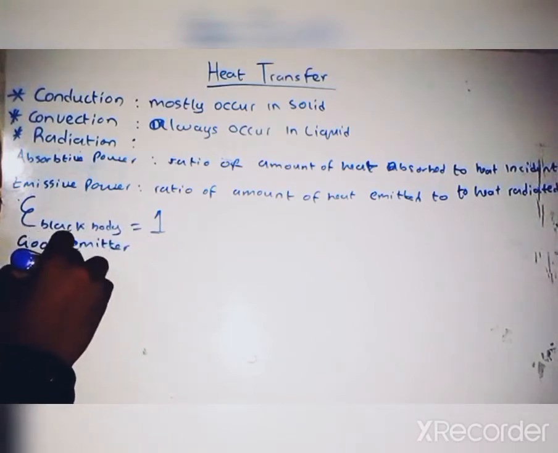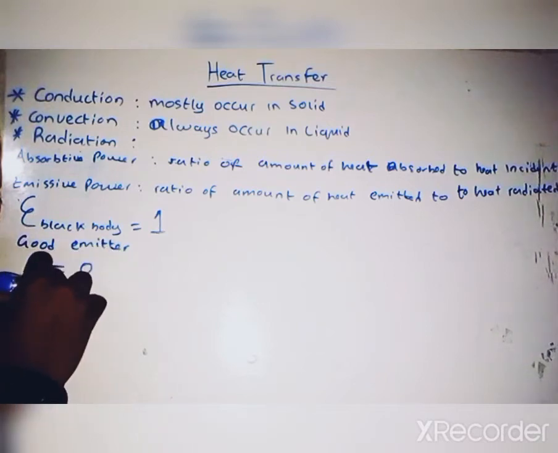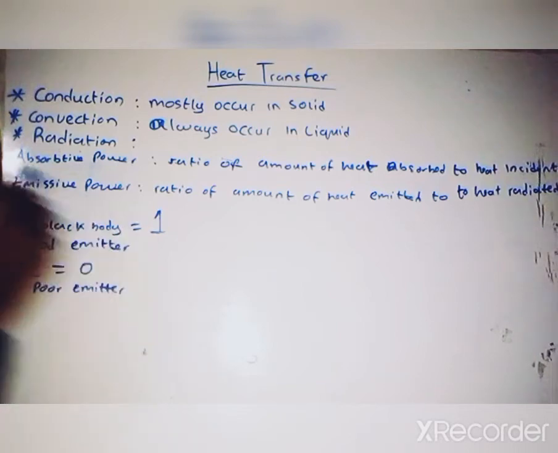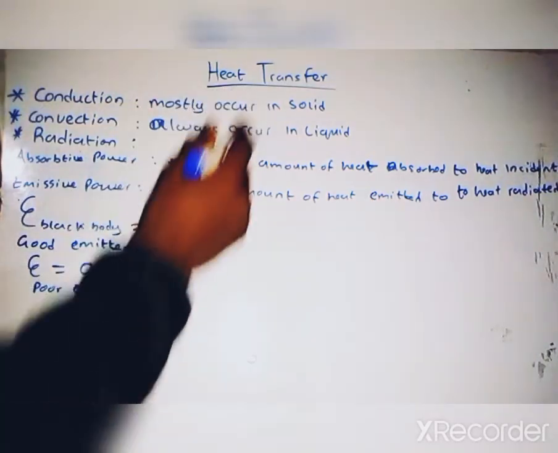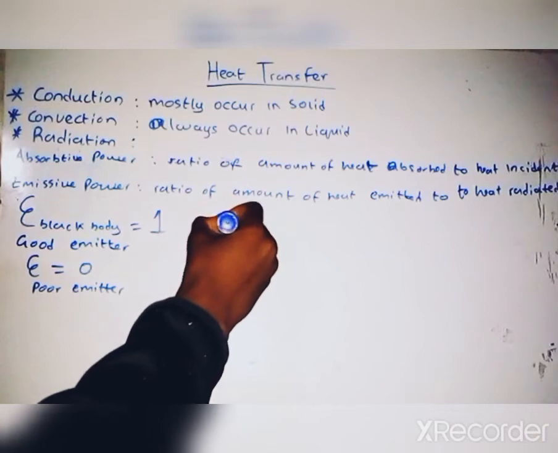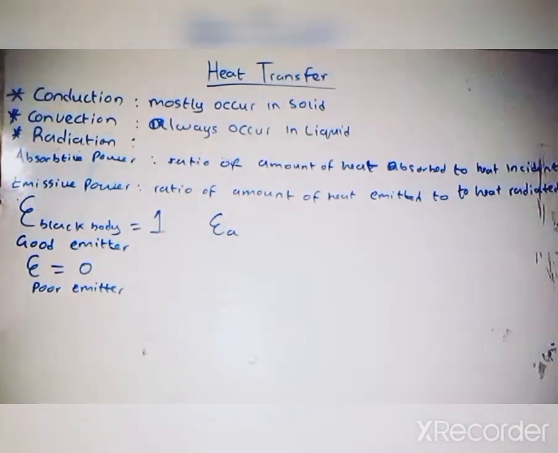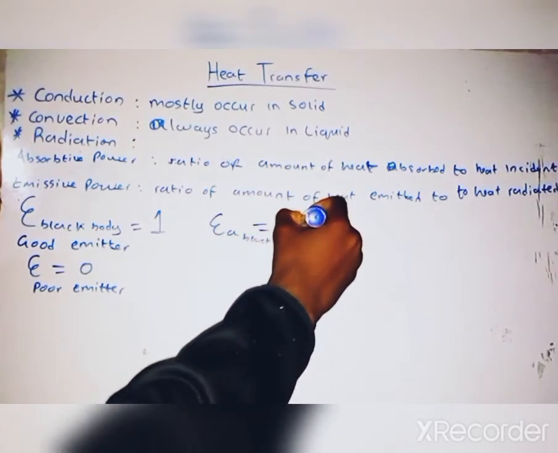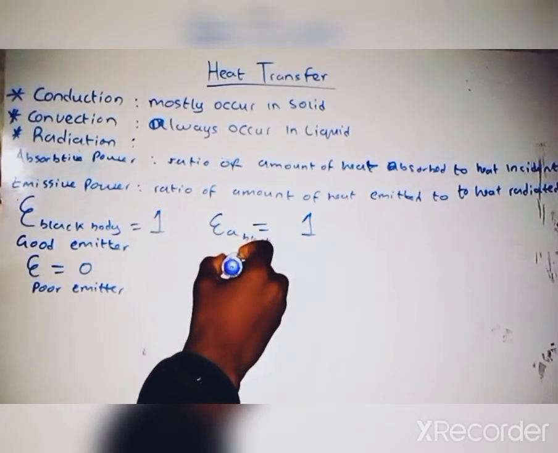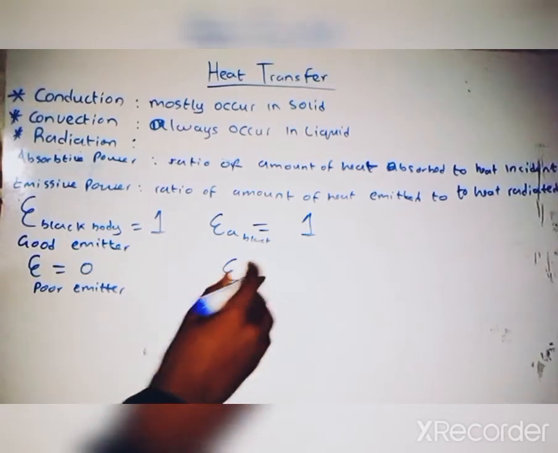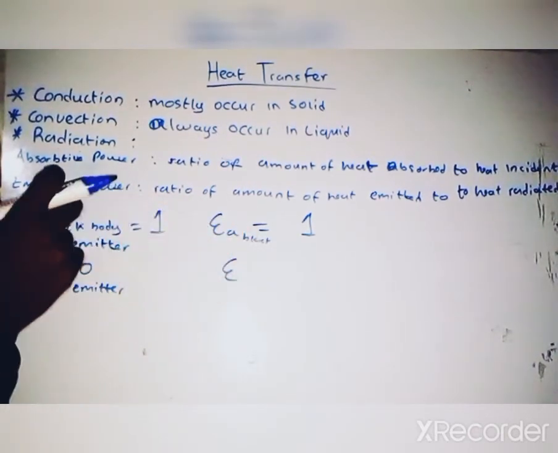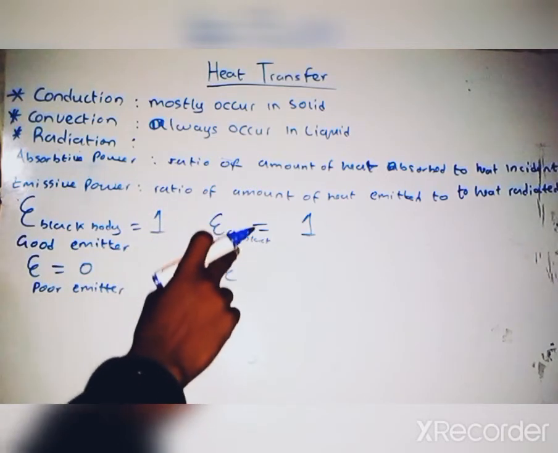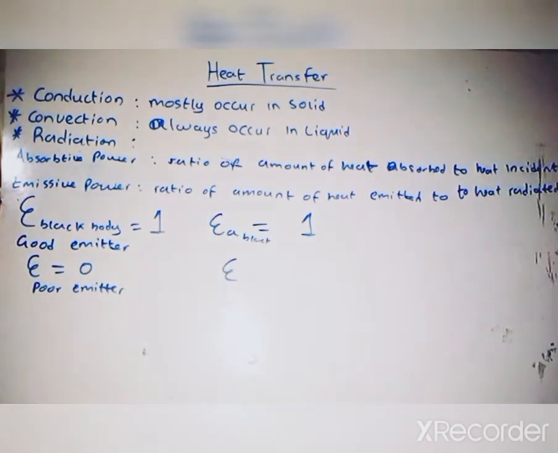For emissivity equal to 0, that is for a poor emitter. We have the same thing for absorption. Emissivity of a black body is 1. Absorptive power of a black body is also 1.